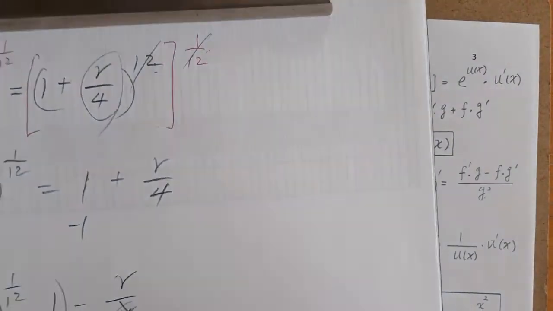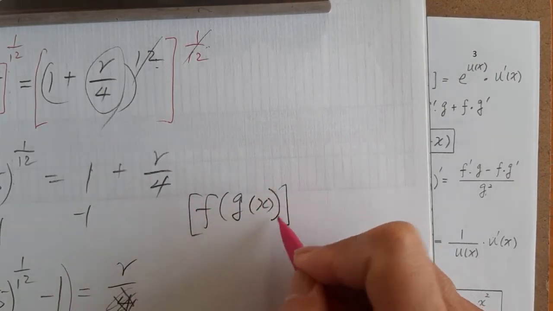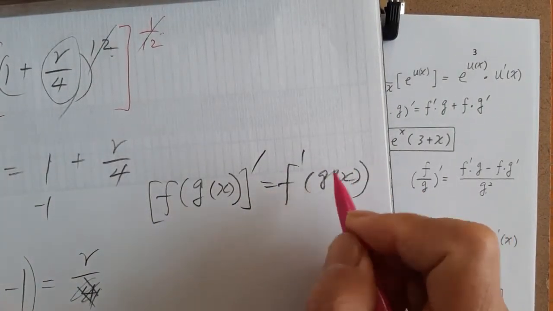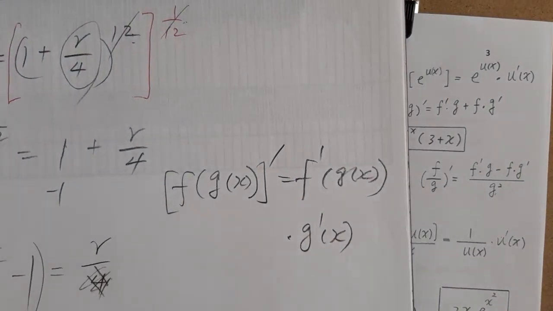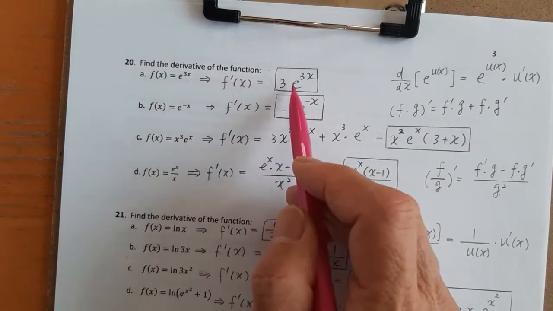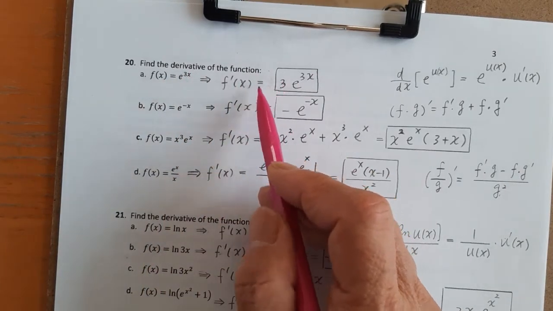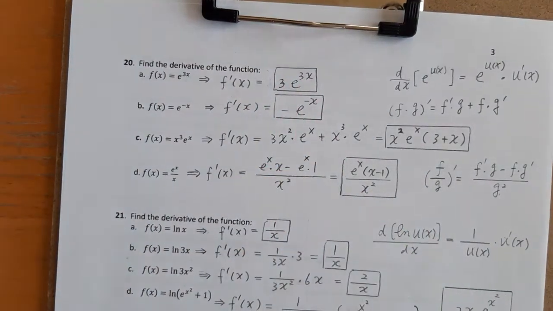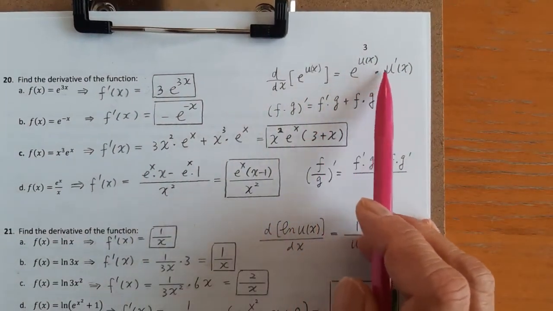If a function f is composite with function g, this two-function composite take derivative is the outer function take derivative times the inner function take derivative. That's the chain rule. So this outer function is the e function, take derivative is still e to the power 3x. And the inner function is 3x, take derivative. 3x take derivative is 3, times 3. And normally we put the number in front of the function. So here I show you the formula.